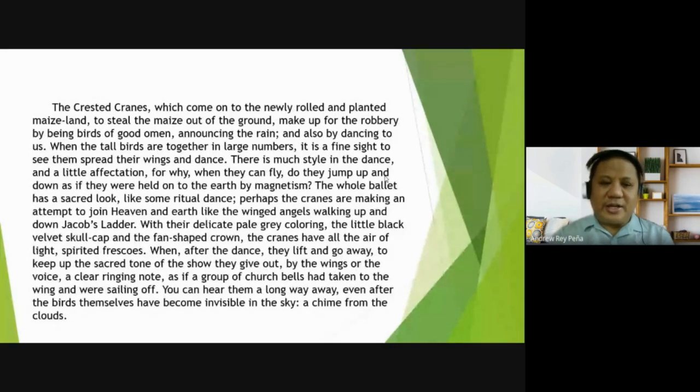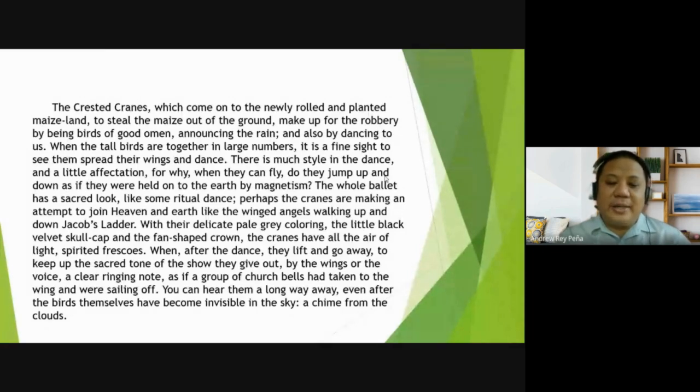She also discussed the crested cranes. The crested cranes which come on to the newly rolled and planted maize land to steal the maize out of the ground make up for the robbery by being birds of good omen, announcing the rain, and also by dancing to us. When the tall birds are together in large numbers, it is a fine sight to see them spread their wings and dance. There is much style in the dance and little affectation. For why, when they can fly, do they jump up and down as if they were held onto the earth by magnetism? The whole ballet has a sacred look, like some ritual dance.